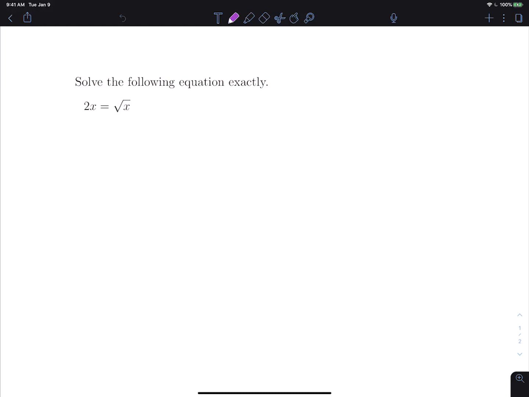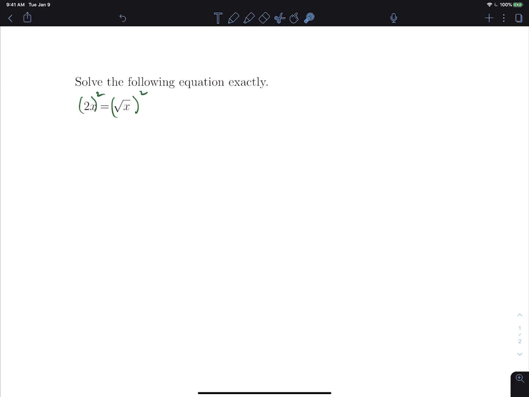Hello. In this video, we're going to go ahead and solve the following radical equation. We have 2x equals square root of x. Notice that the square root of x is completely by itself, so let's go ahead and square both sides.